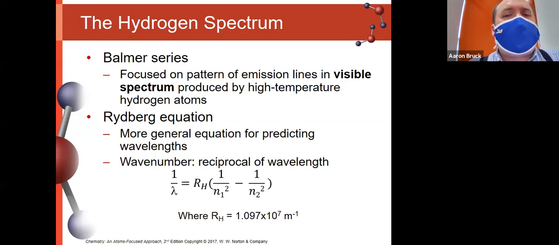And for this, we're going to look specifically at the hydrogen spectrum. So we're going to focus primarily on hydrogen and its interactions inside of the atom. What the Balmer series ultimately focused on was hydrogen, and in particular those four spectral lines inside of hydrogen that showed up in the visible part of the electromagnetic spectrum.